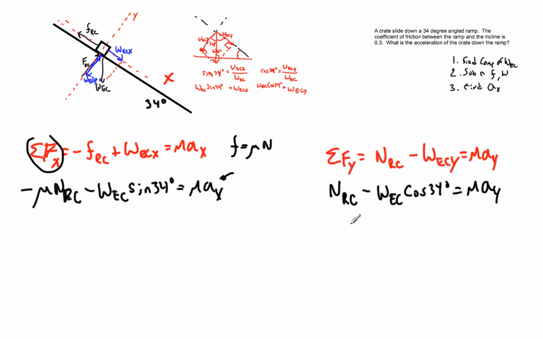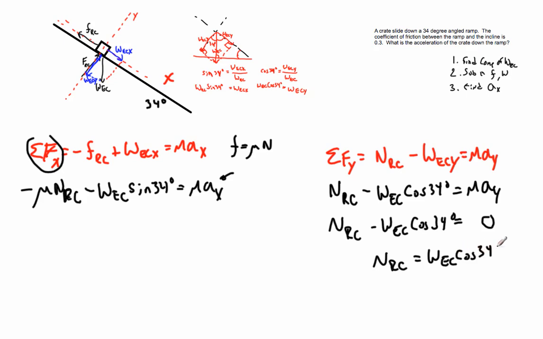Now, over here, the acceleration along this y-axis here is 0. The thing is not speeding up or slowing down in either of those directions. And so that's 0, which means the whole side of this, no matter what the mass is, that whole quantity there is 0. 0 times anything is 0. That means the normal force ramp on cart minus earth on cart cosine 34 degrees is equal to 0. And normal force ramp on cart must be equal to, I'm just going to pull this over to this side, earth on crate times cosine 34 degrees.